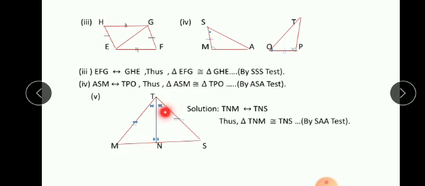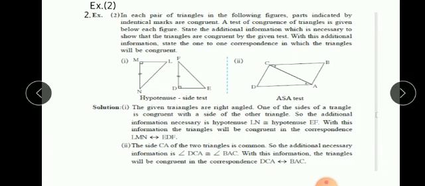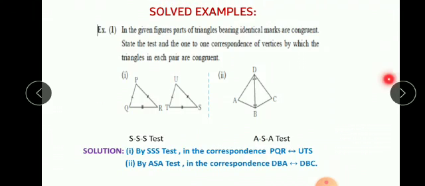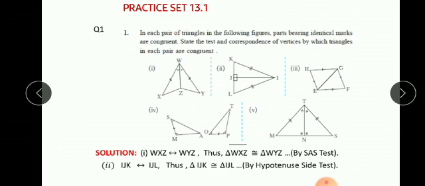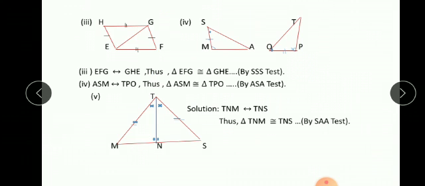Angle T is also given in both the triangles. So this is one side, this is one angle, and this is one angle. There are two angles which are congruent and one side is common. So in this figure what will we say? Triangle TNM is congruent with triangle TNS. Here children you will write down triangle TNS. By which test? By SAA test.